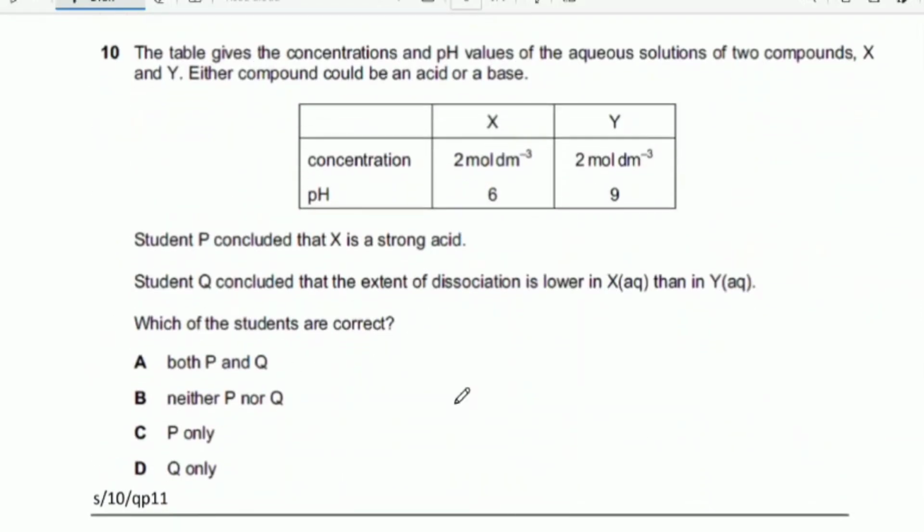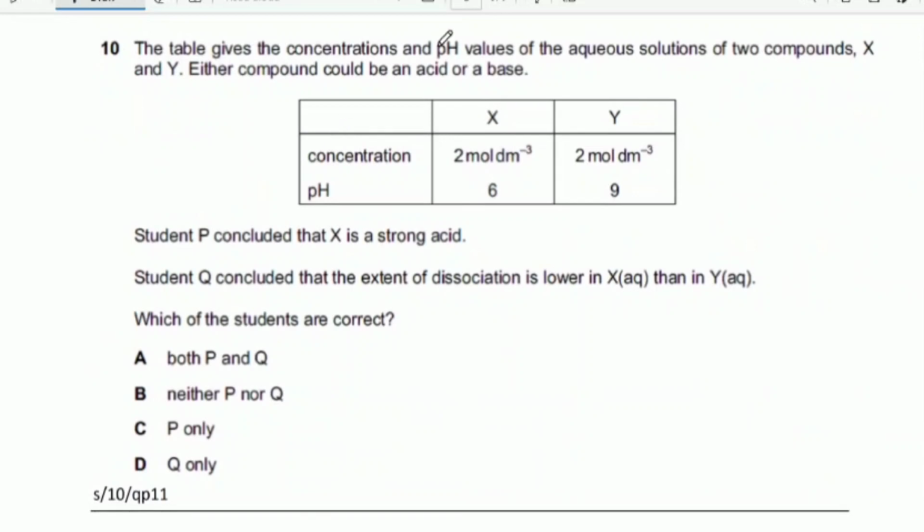Okay, ignore this one. The table gives the concentration and pH of the aqueous solutions of two compounds, X and Y. Either compound could be an acid or base. So there's 2 mol per dm³ of X, and 2 mol per dm³ of Y. This has a pH of 6, this has a pH of 9.